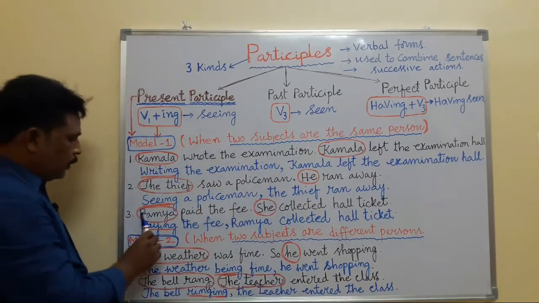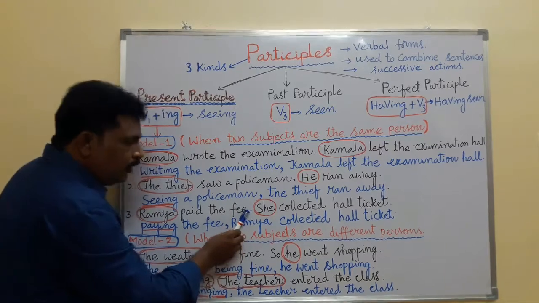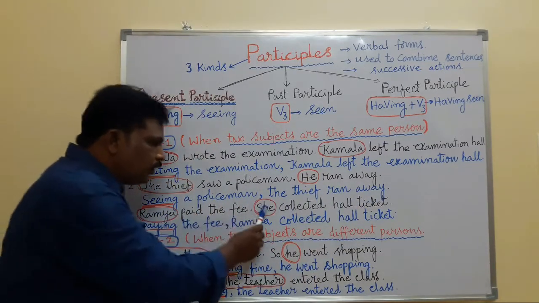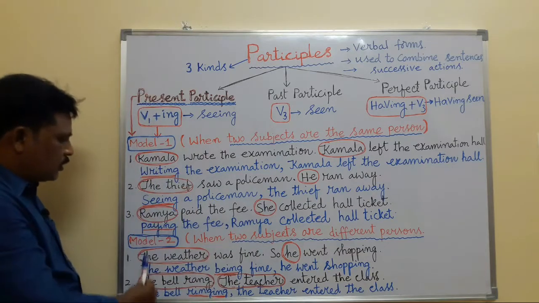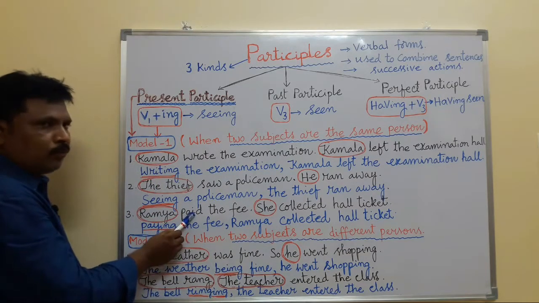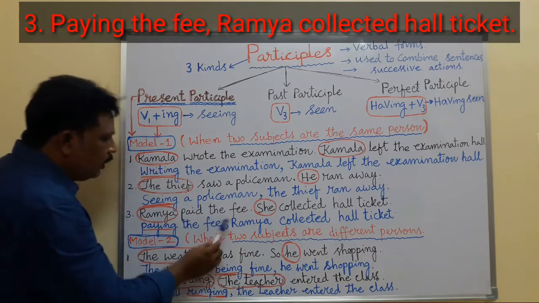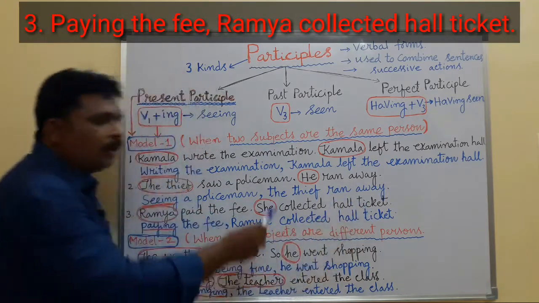Third example. Ramya paid the examination fee, full stop. She collected a hall ticket. Here the subject Ramya and she both are the same. So we start writing the answer. What is the V1 of paid? Pay. Pay plus ing, paying. Paying the fee, Ramya collected her hall ticket.